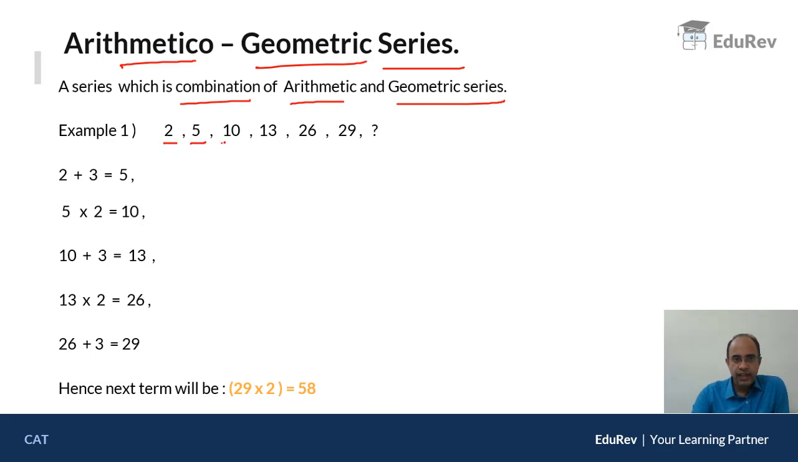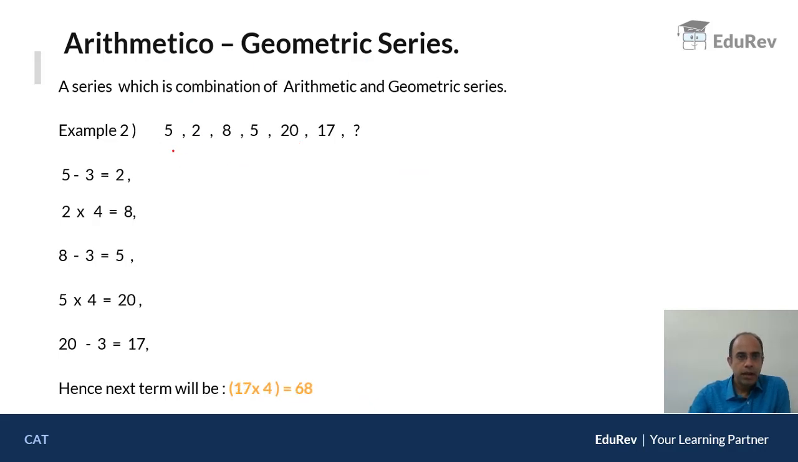Now let us see 2, 5, 10, 13, 26, 29. Let us observe some pattern. Here we are observing plus 3. Here we are observing into 2. Again plus 3. Again into 2. Again plus 3. So next should be into 2. 29 twos are 58. Hence next term is 58. Fine guys.